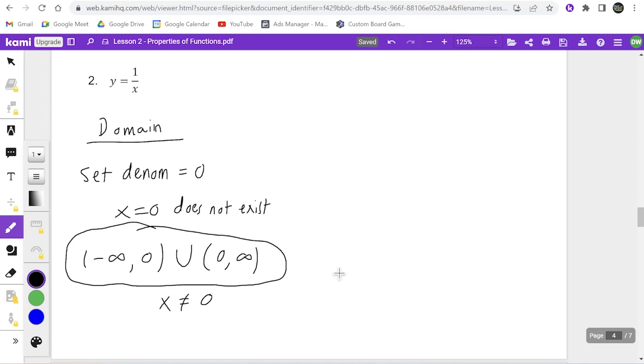Any questions on domain or interval notation? Okay, fantastic. Range we're going to skip until the end.